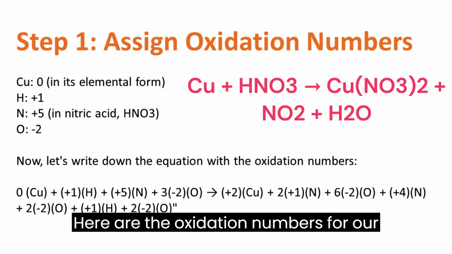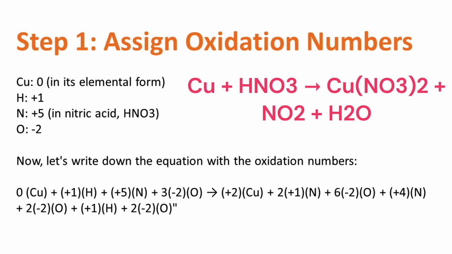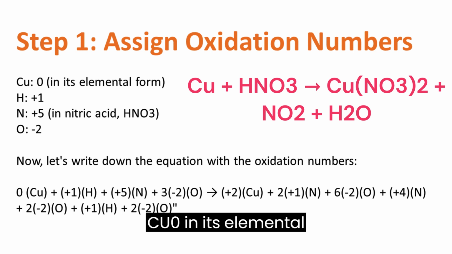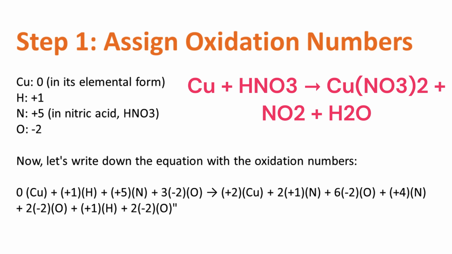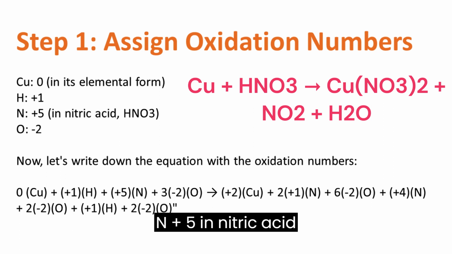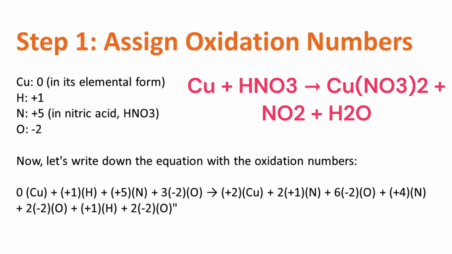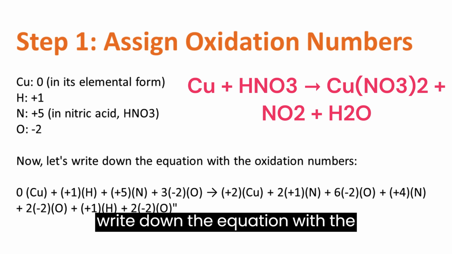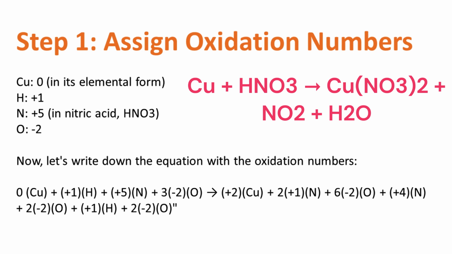Here are the oxidation numbers for our example. Cu is 0 in its elemental form. H is +1. N is +5 in nitric acid, HNO3. O is -2. Now, let's write down the equation with the oxidation numbers.